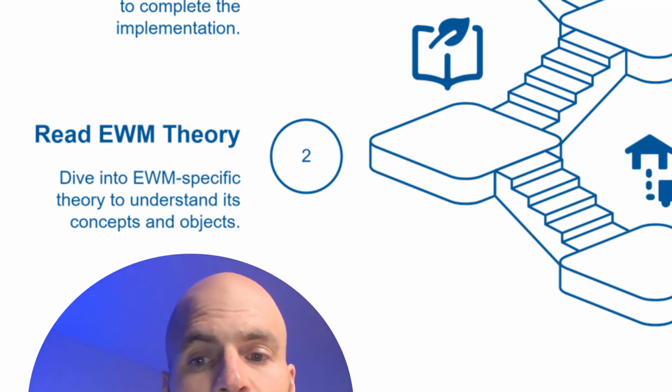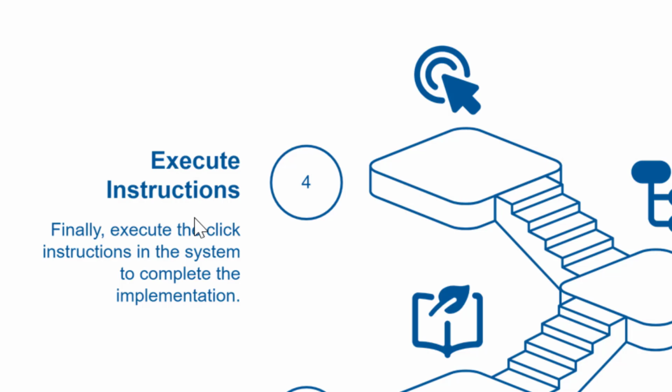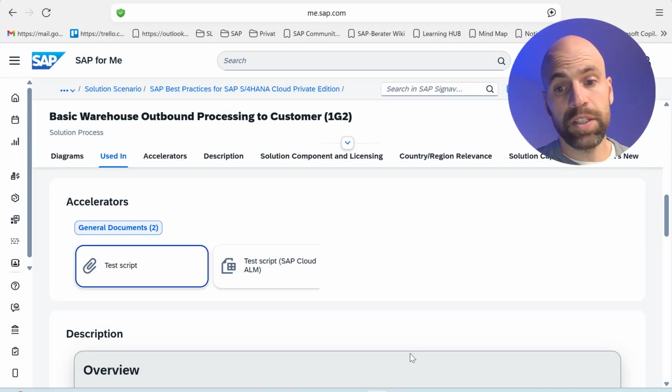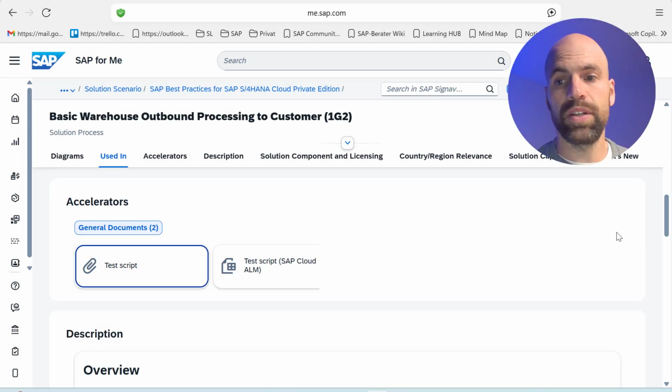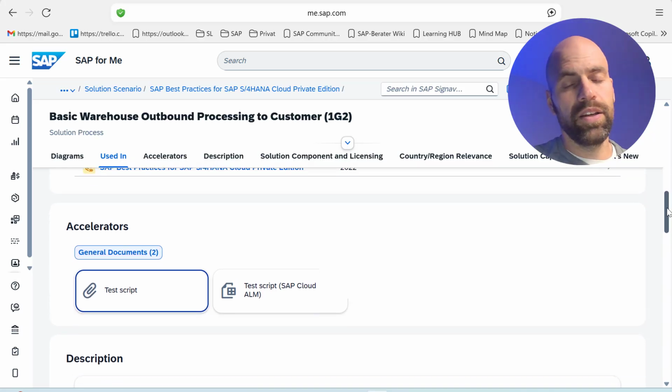Then we went again through the best practice flowchart to get the whole picture, orientate ourselves, know what we would actually do within the next step, and then go into detail. Click through every single step of the best practice process using the click instructions. And to do that, SAP helps us with a very detailed test script that you can also get from the process navigator. I explained that in the other video about the best practices in detail.